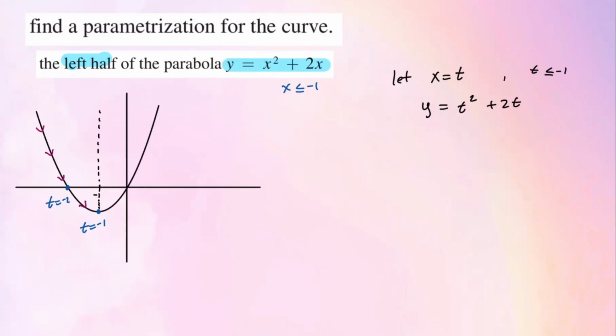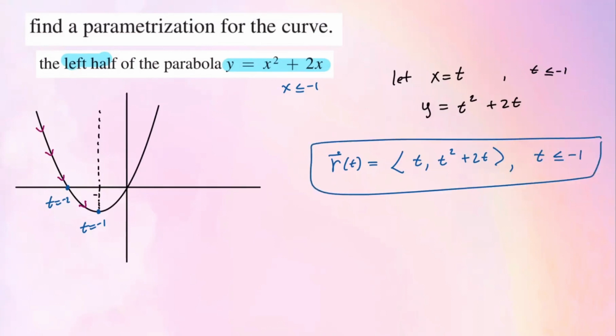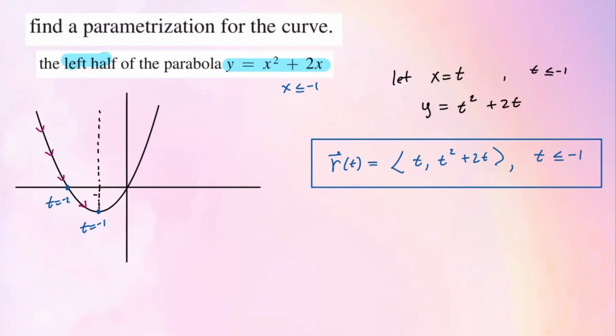So that's the parametrization. Now, if you want to write this in a vector form, we can say that r of t, which will describe the path of some particle along this curve, just the left side of it, you can write this as x is t and y is t squared plus 2t. And we're letting t run from -infinity up to -1. So that will be our vector form of this parametrization of this curve.